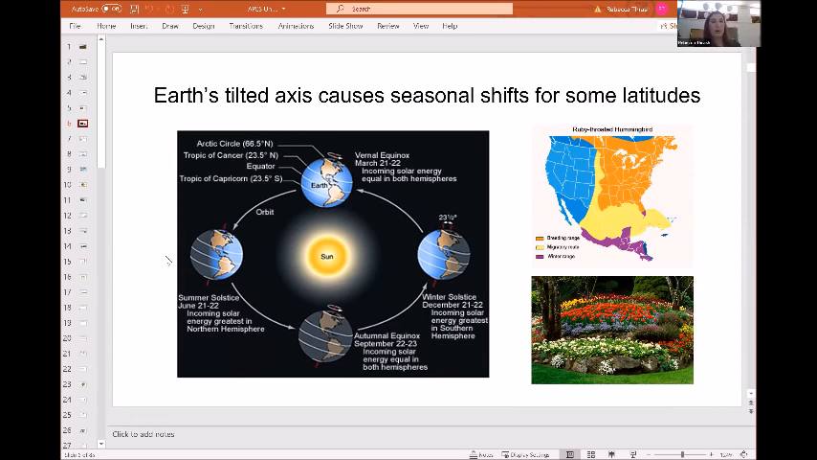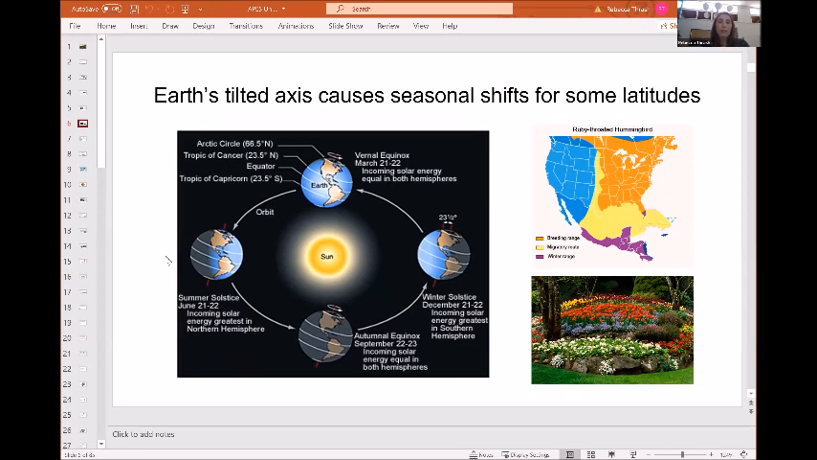That means that we experience part of the year where there's more sunlight, more heat, and then part of the year where it's not. So summer, winter, and spring and fall are the in-between transition periods for that. Other places, though, may not have a seasonal shift, and that's going to be around the equator.